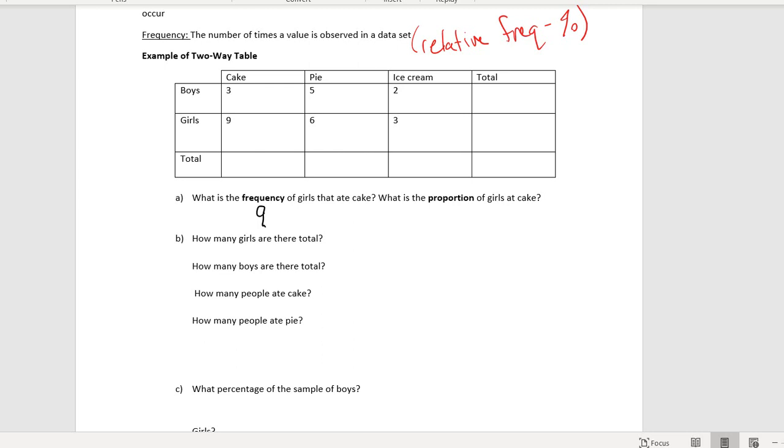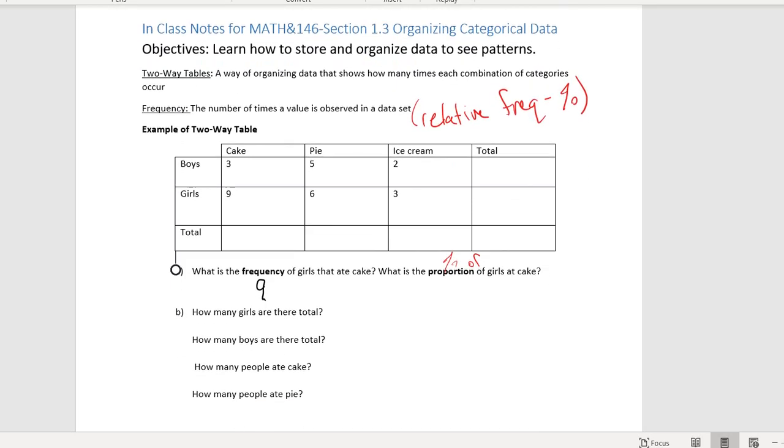Now, when it says what is the proportion of girls that ate cake, well, proportion means a percent or a fraction. So when it says what proportion of girls ate cake, let's say we have 9, 6, and 3, which means we're going to have 18 girls total, and 9 out of those 18 ate cake, which means we have a proportion of 0.5, which is 50%.